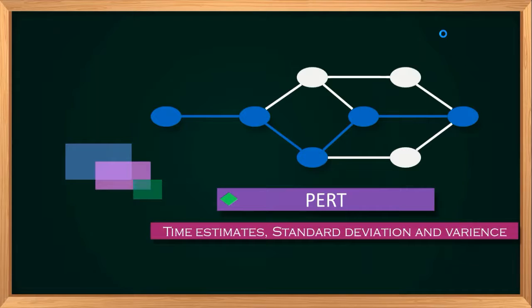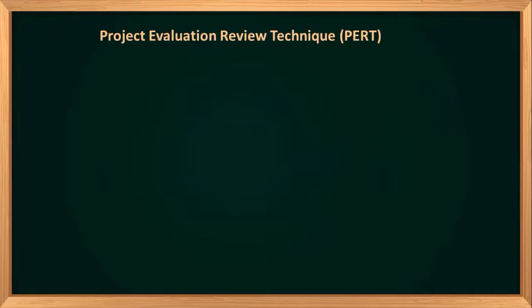PERT, as I already told you, is the project evaluation or program evaluation review technique. PERT is a technique which evolved over a period of time. It was first introduced by the US Navy for a missile project. Generally PERT is used for a new project where we don't have any idea about the time estimates for our activities.